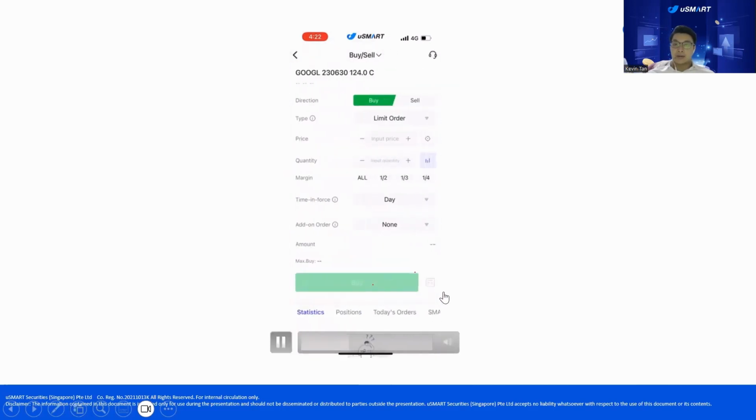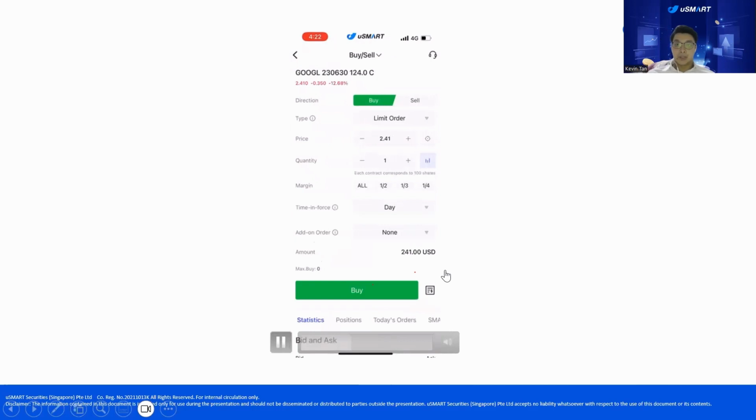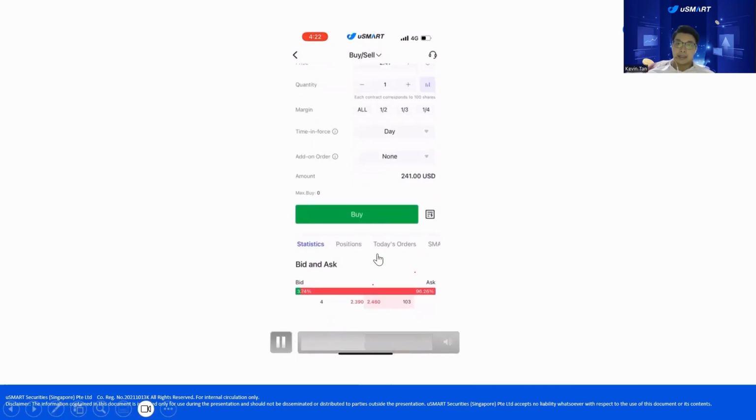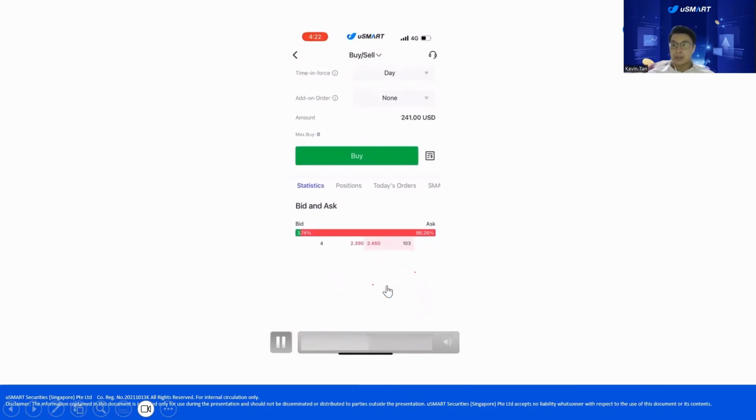Over here, you can click on trade to place an order. There's a buy and a sell tab. So the buy tab is basically allowing you to buy the option. And so if you want to buy the option, you have to click on the buy side of things. And then right here, you can look at the bid and ask price as well to help you gain clarity on what is the prevailing market price.